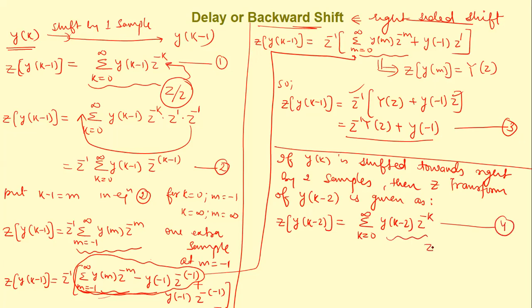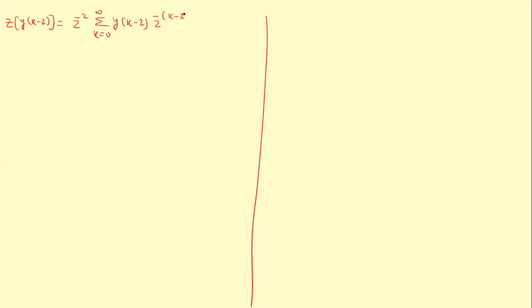Now similarly, we'll multiply and divide this equation by z square and z square, right? So we have z transform of y(k minus 2) is equal to summation k is equal to 0 to infinity y(k minus 2) z raised to the power minus k into z square into z raised to the power minus 2, right? So we'll take this z raised to the power minus 2 outside. We have z transform of y(k minus 2) is equal to z inverse square summation k is equal to 0 to infinity y(k minus 2) z raised to the power minus k minus 2. Now this is, for example, equation number 5, right?